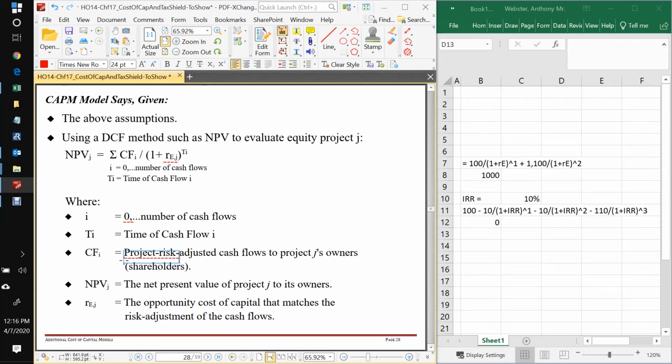And the cash flow itself is going to be just as usual, no change here: project risk adjusted cash flows. And these are going to be cash flows to the owners, not cash flows to owners and lenders, but cash flows to just the shareholders. And NPV, of course, is the net present value for this project, which would be owning shares of this company, to the owners. And the RE is the opportunity cost of capital that matches the project risk adjustment of the cash flows. So let me just put in project there.